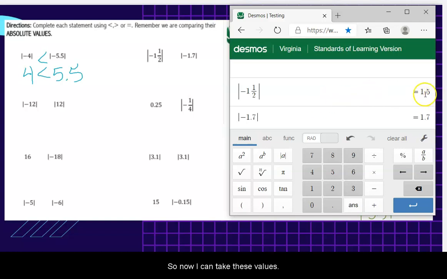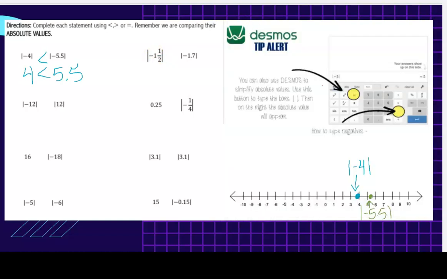So now I can take these values and put them back over here. So we found that the absolute value of negative 1.5, or negative 1 1/2, is going to be, as a decimal, 1.5. And the absolute value of negative 1.7 is going to be positive 1.7. And I know that 1.5 is a value that is less than 1.7.